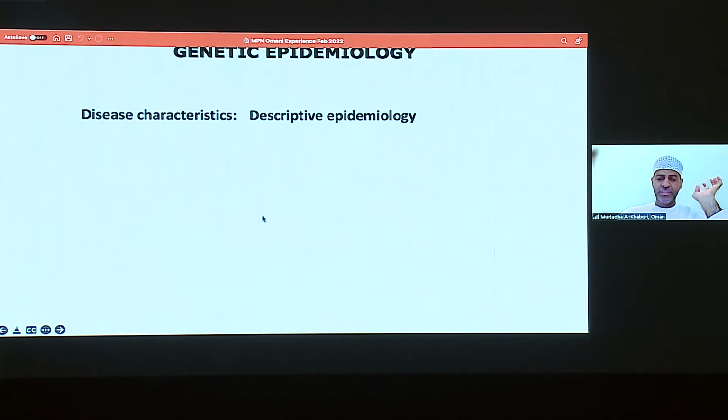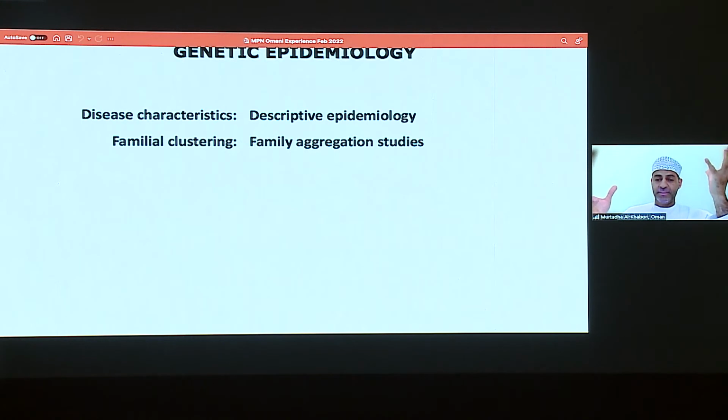The second part is demonstration of the familial clustering. And the way you do that, you take all your MPNs and you see how many cases cluster in different families. This is also being done in the literature. And if you look at the MPN, it ranges between maybe 7 to 8% of patients with MPN who would have a strong family history of an MPN. So this is, again, described.